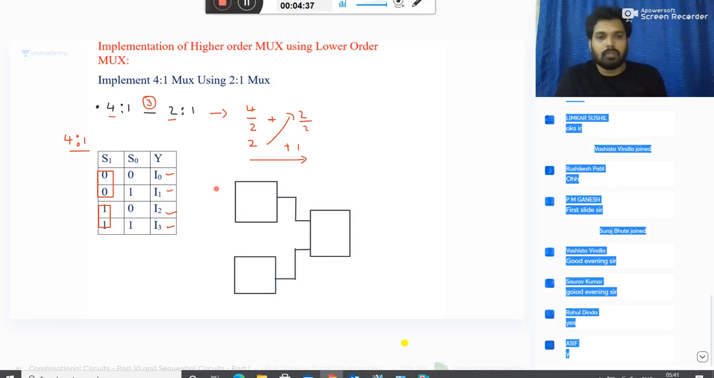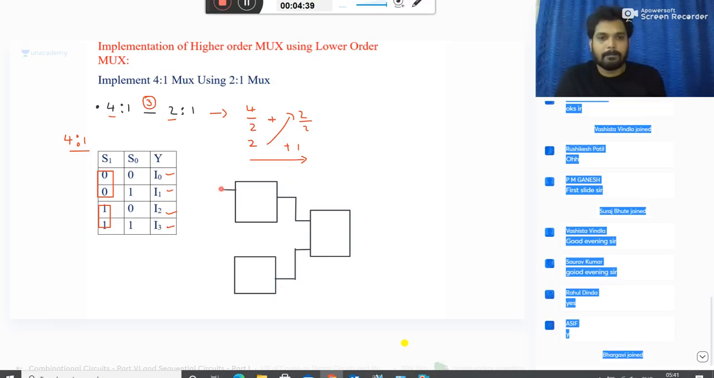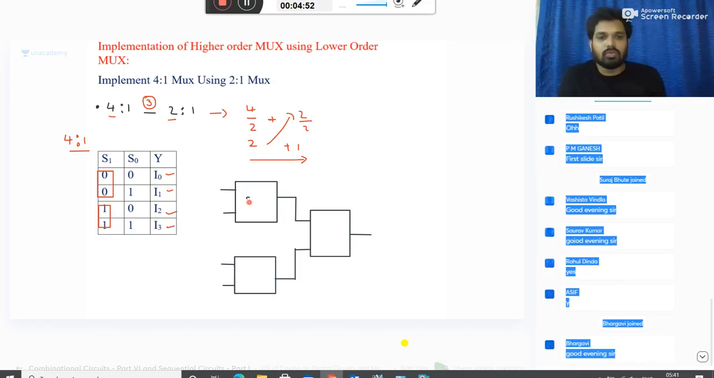Okay, now done. So this is 2 by 1. This is another 2 by 1. And this is 2 by 1. First stage you should take 2 multiplexers, second stage you should take 1 multiplexer.